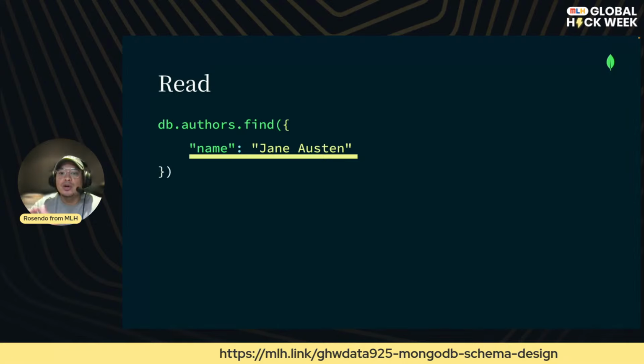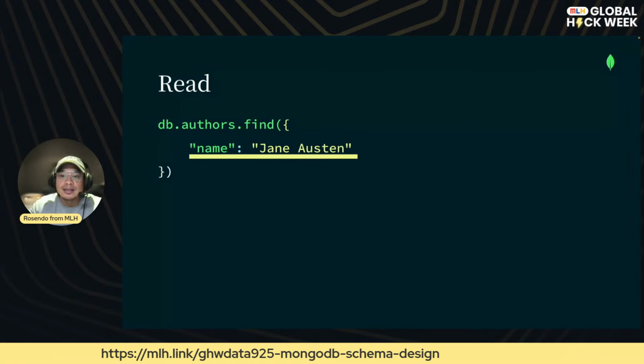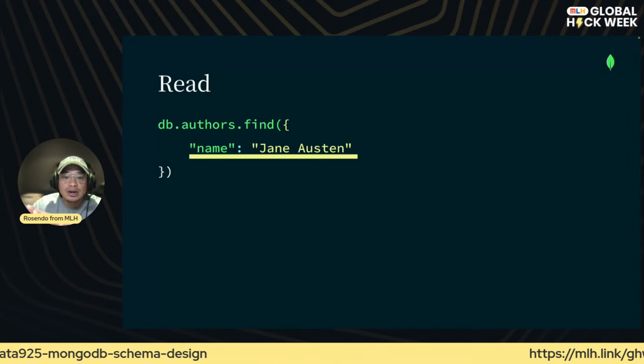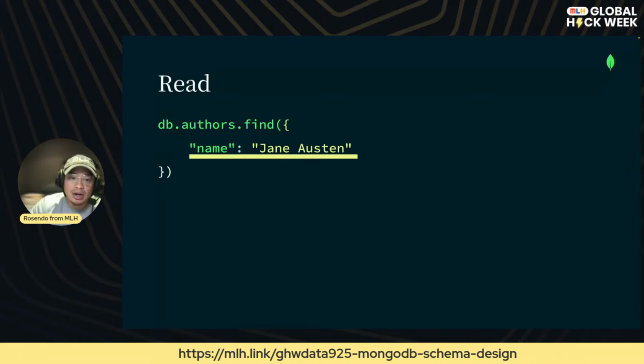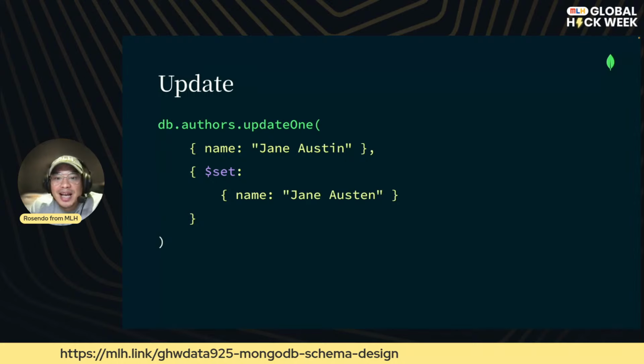Next, we're going to pass a query to the find method. In this case, we're querying for documents where the name field is set to Jane Austen. Once you execute this, you'll get all of the documents within the authors collection that have the name Jane Austen. Pretty simple.